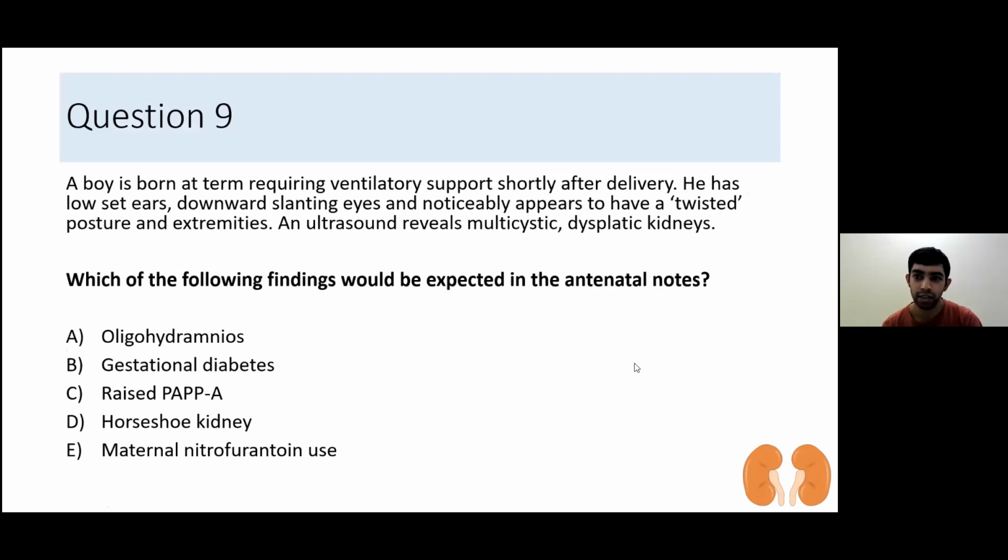Now, question 9. So this is a further stretch and challenge question that some of you may know. So we'll give a minute for this question.